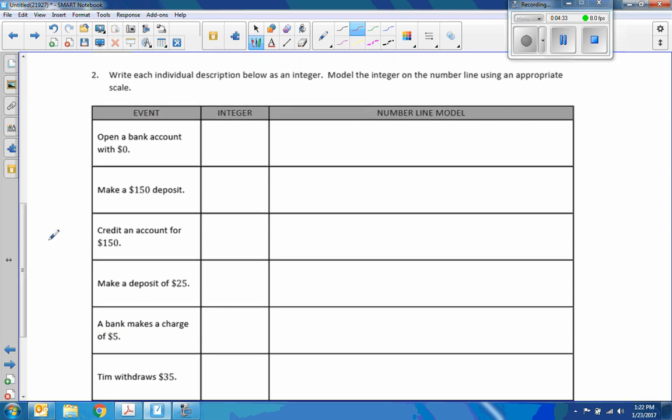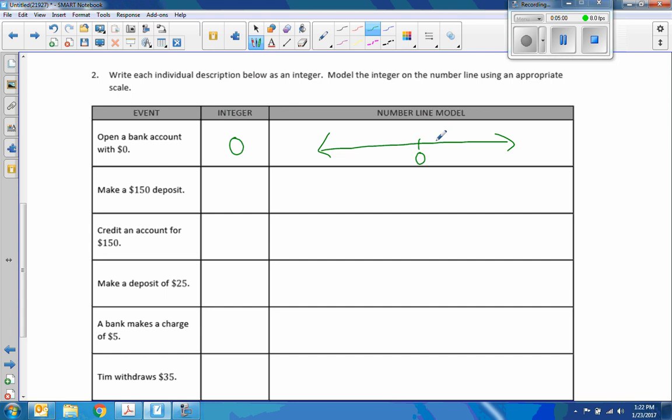So number 2 says, write each individual description below as an integer. So if we opened a bank account with $0, the integer that's involved here is 0. It says make a number line model. Okay. But whenever we do a number line, we want arrows going both directions forever. And I generally like to put 0 in the middle, or the number I'm talking about near the center. That's all we're going to graph.